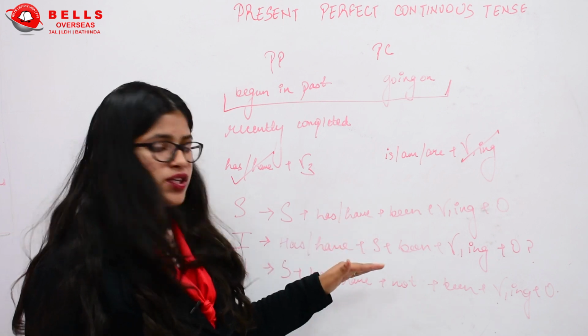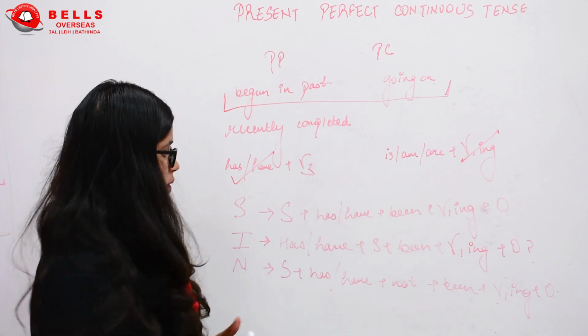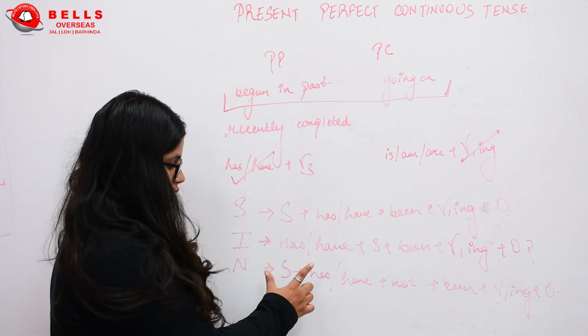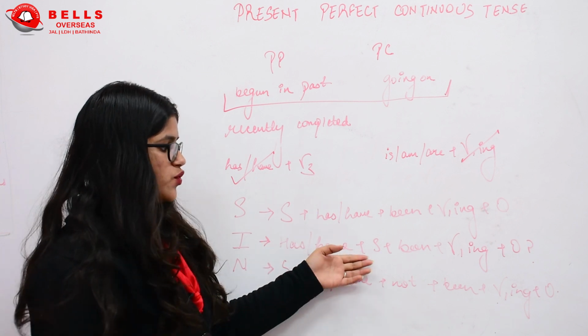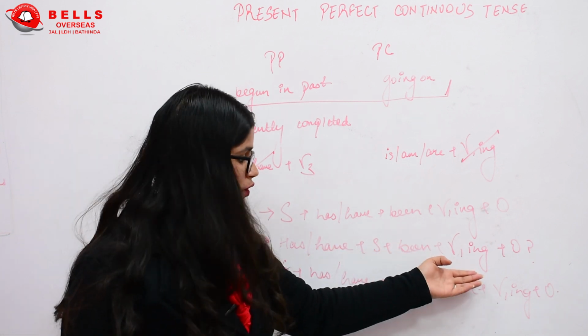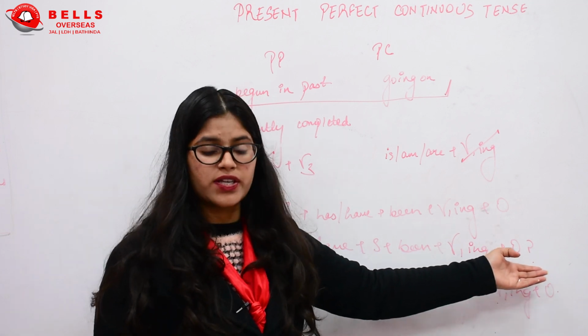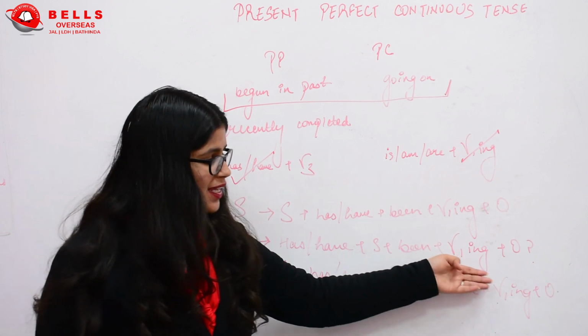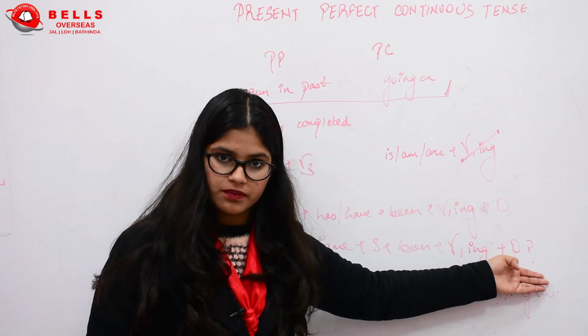Now when we turn it into interrogative, again very simple, we just have to pick up our helping verb and place it before the subject. Has, have plus subject plus been plus verb first form with ing plus object, question mark. Has he been playing since the morning?